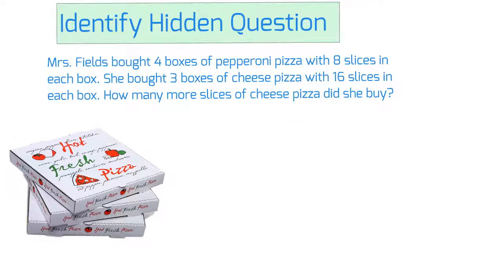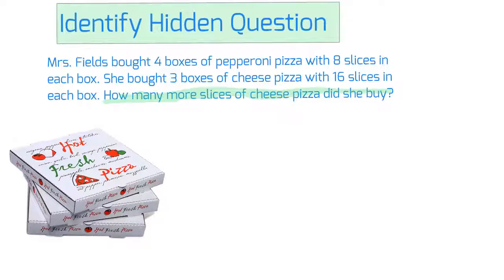Okay, and finally we have this example of a word problem with a hidden question. This says, Mrs. Fields bought 4 boxes of pepperoni pizza with 8 slices in each box. She bought 3 boxes of cheese pizza with 16 slices in each box. How many more slices of cheese pizza did she buy? So we have to ask ourselves, what is the problem about here? And we would say, well, it's about the pizza, the boxes of pizza. What question is the problem asking? Well, it's asking us, how many more slices of cheese pizza did she buy?